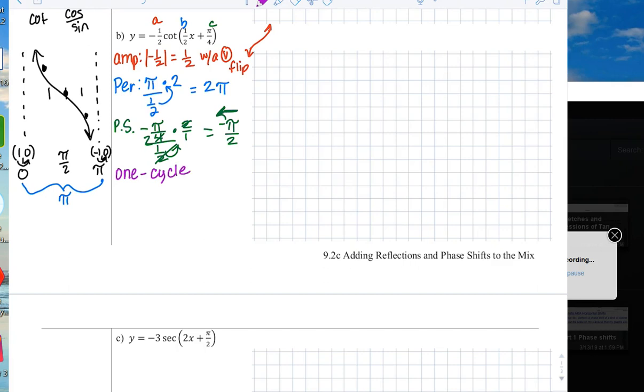And I can do everything simultaneously. I can do my amplitude and my vertical flip at the same time. So it starts originally at 0, less than your bx plus c, less than pi. There's all your horizontal actions. One cycle of the cotangent function. We're going to change the cycle by solving for x. So we'll subtract pi over 4 from each section.